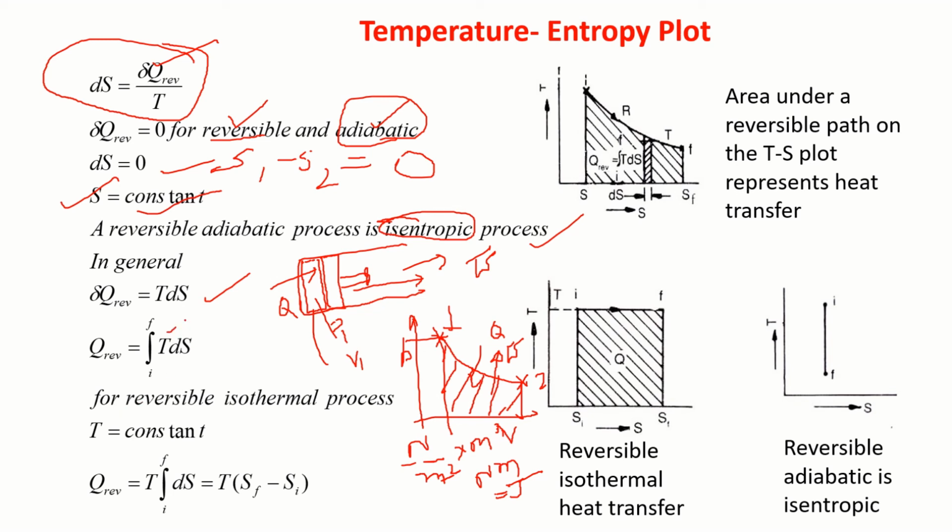If it is an isothermal process, I can take T out of the integral sign, integral of dS. Then it is final entropy minus initial entropy. Correct? This is for an isothermal process.